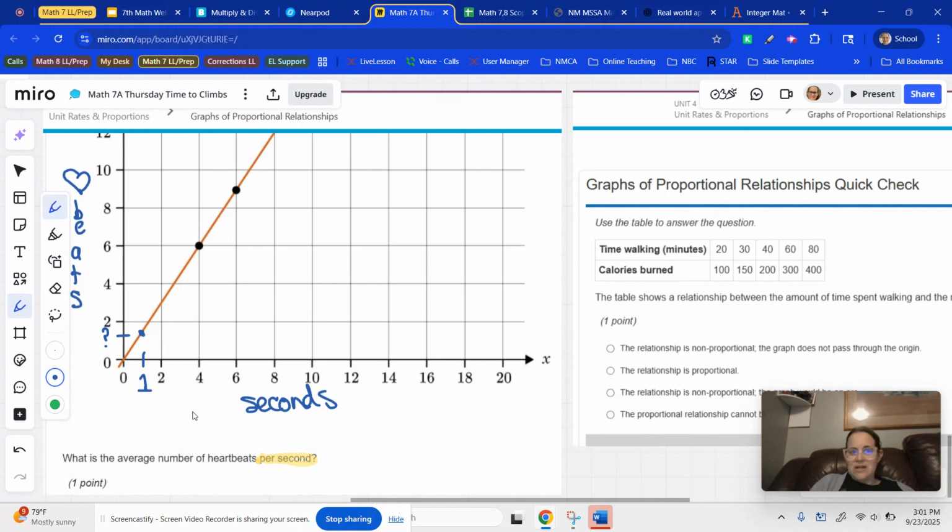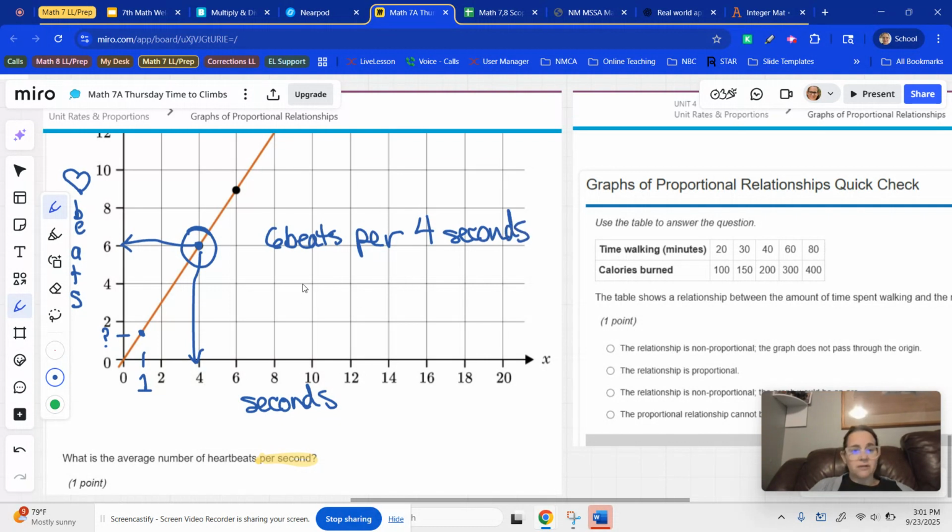So if I look at the unit rate at 1 for the number of seconds, it's kind of hard to tell. So here's what I'm going to do instead. I'm going to look at one of these points on the graph, and I'm going to pick this one over the other one because it's perfectly in the crosshairs there. So what I would say here is that this point represents 6 beats per 4 seconds. Okay, that's my rate. It's 6 over 4.